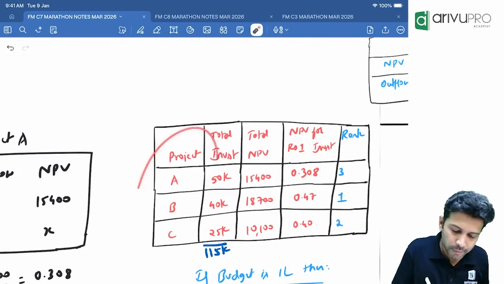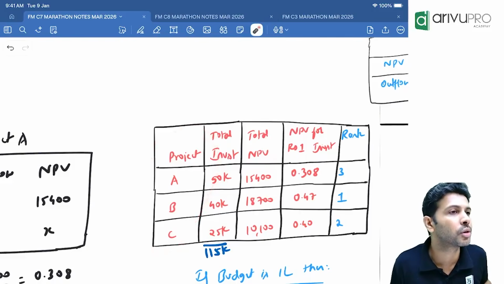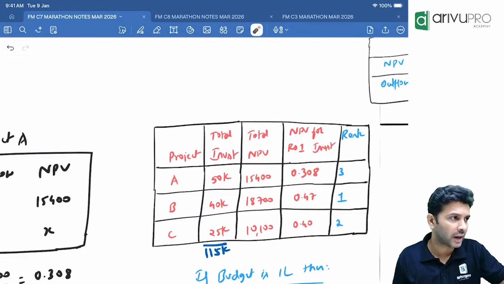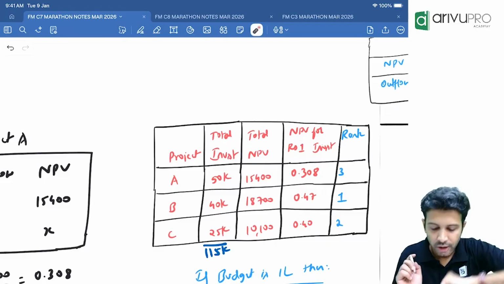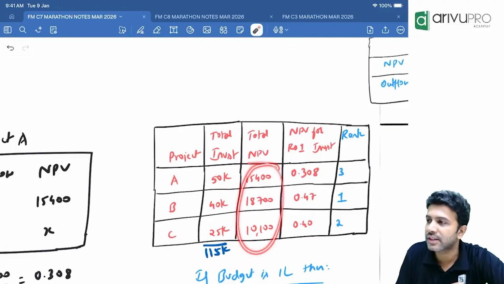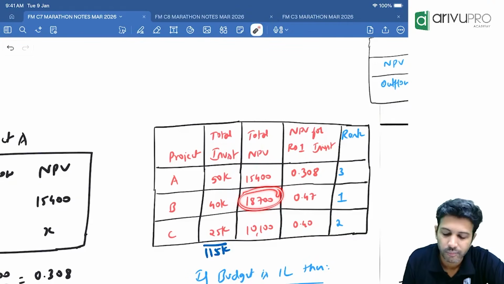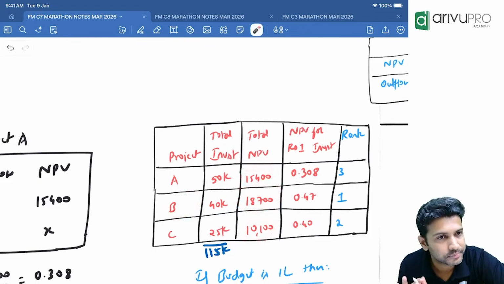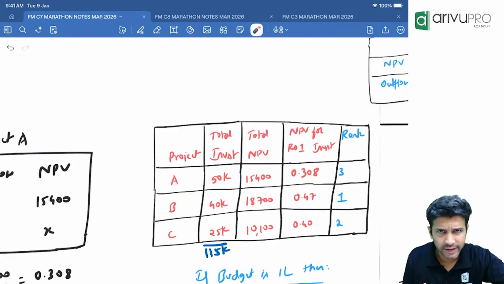That's the decision rule for a single project. If you have multiple projects, what is the decision rule? Select the project with a lower NPV or higher NPV? Higher, or rather the highest NPV. Yes, no. Now you check among all these 3, which is the highest NPV? 18,700, which is B. And next will be A. Next will be C. Yes, no. Correct. That is right.